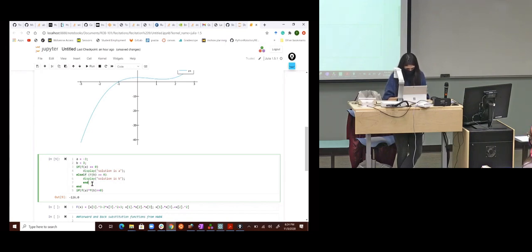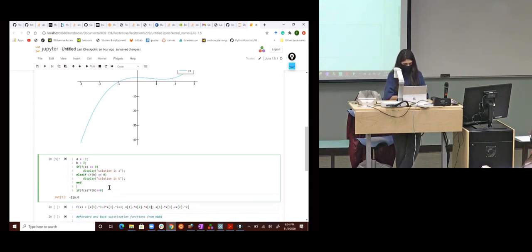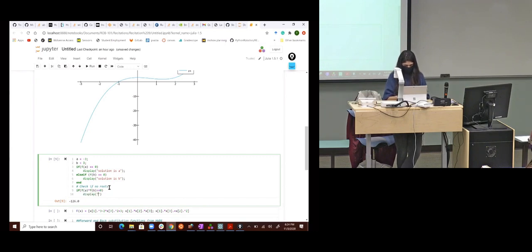Now, check if there's a root in between. If there are no roots, display no roots in this interval. If all of that is true, then we say C equals A plus B divided by 2.